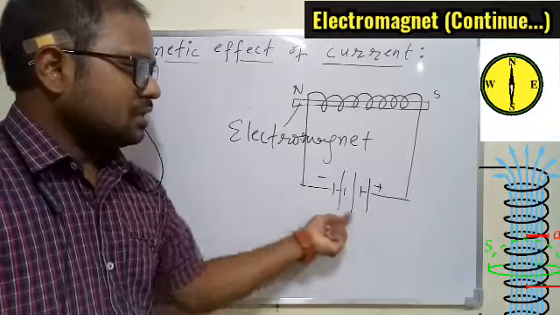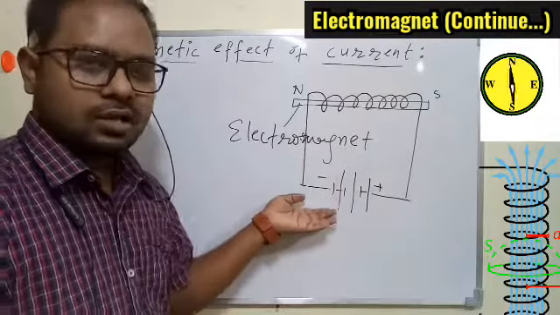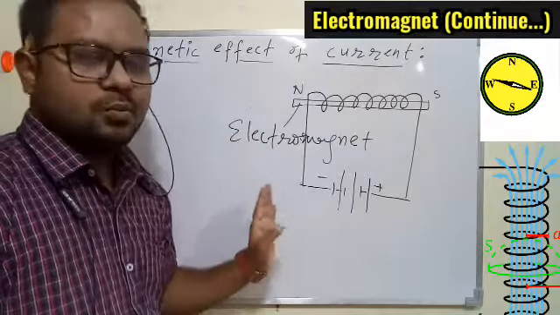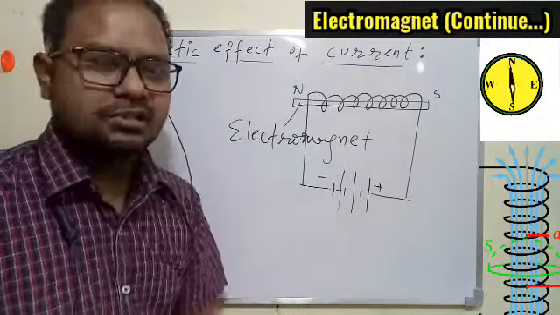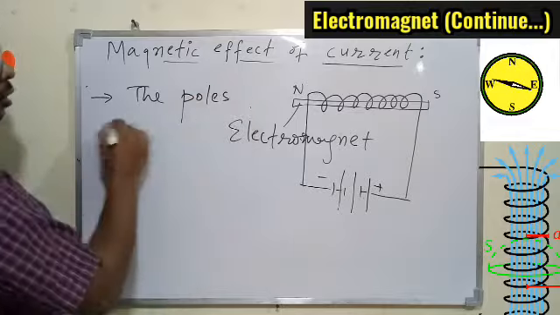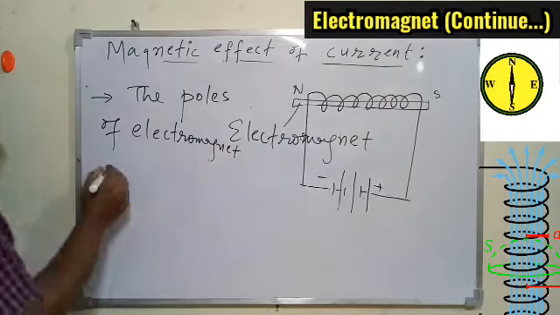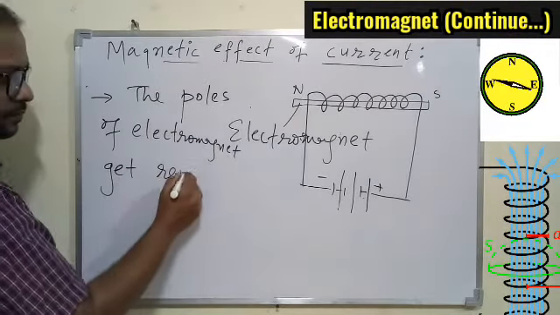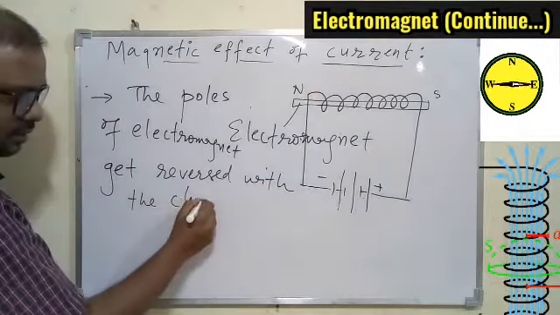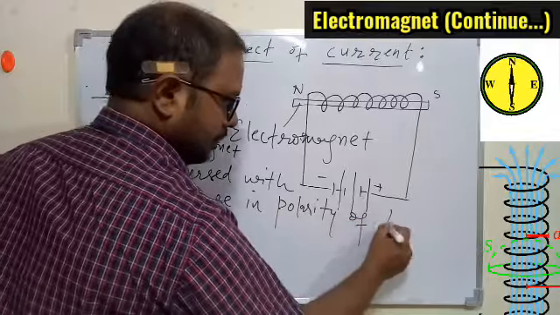So with the change in the connection of the battery, that is by reversing the positive and negative terminal of the battery in the circuit that is connected with the solenoid, what will happen? The polarity of the electromagnet will also change. Polarity means the poles will get reversed. So we can say the poles of electromagnet gets reversed with the change in polarity of battery.